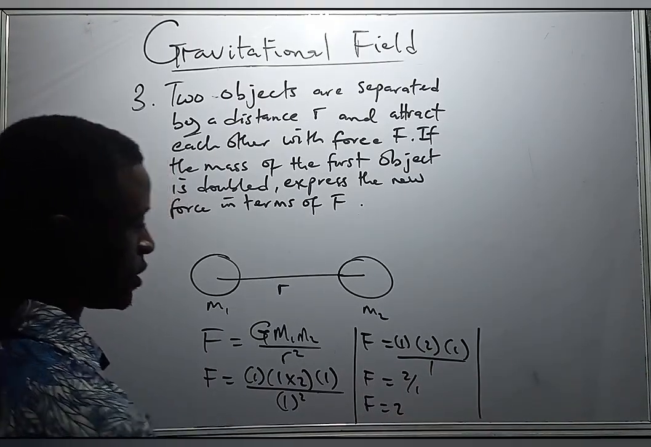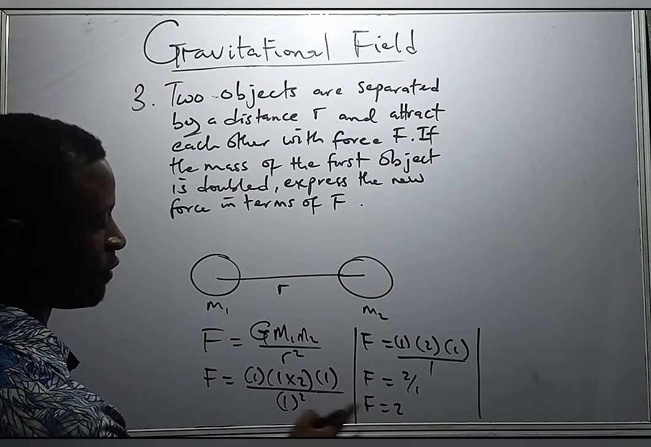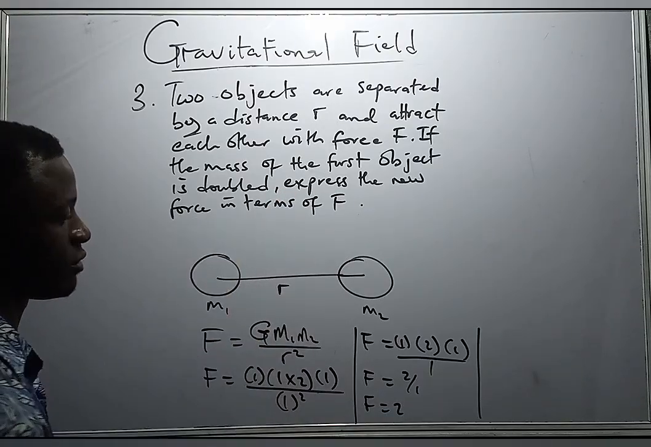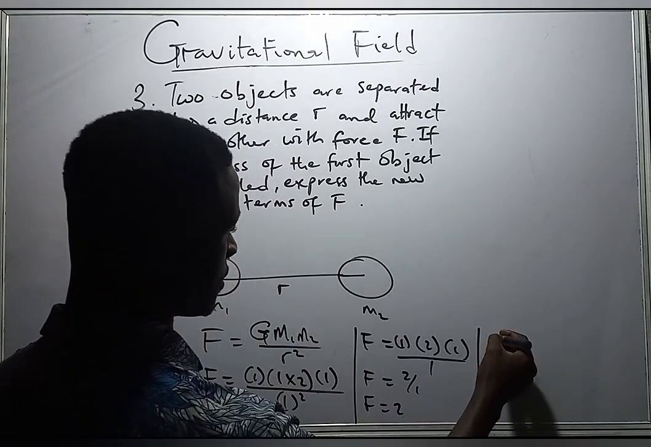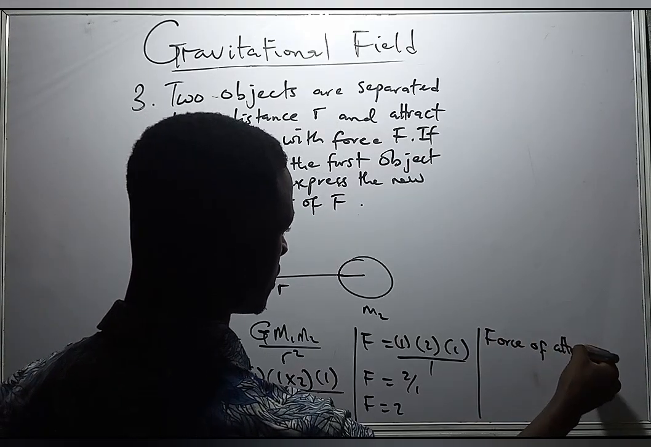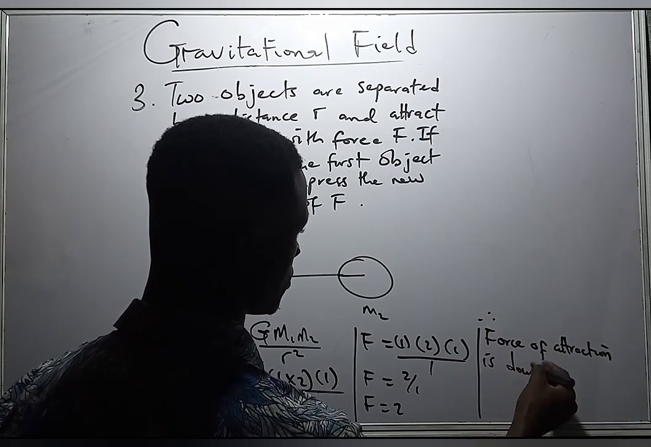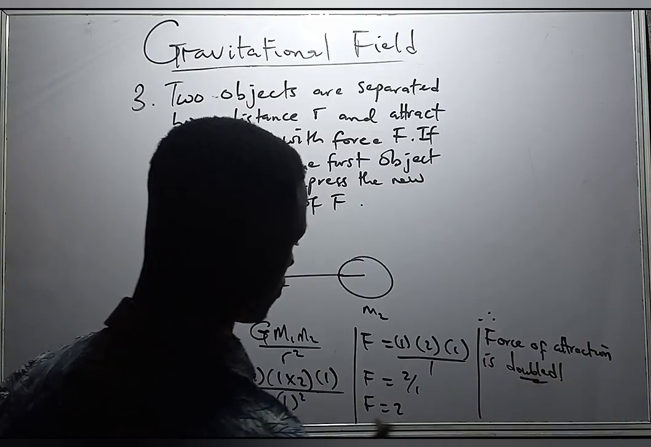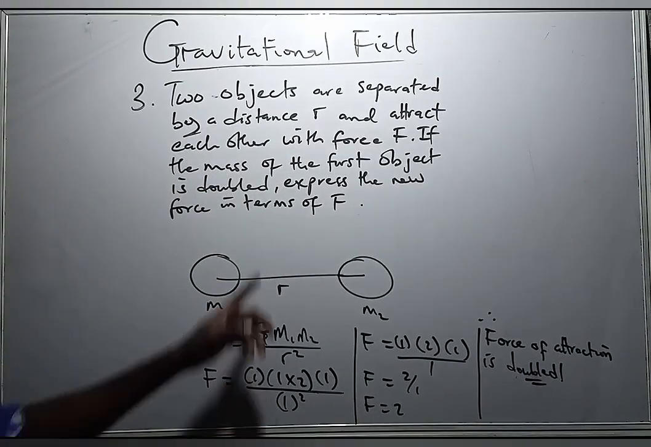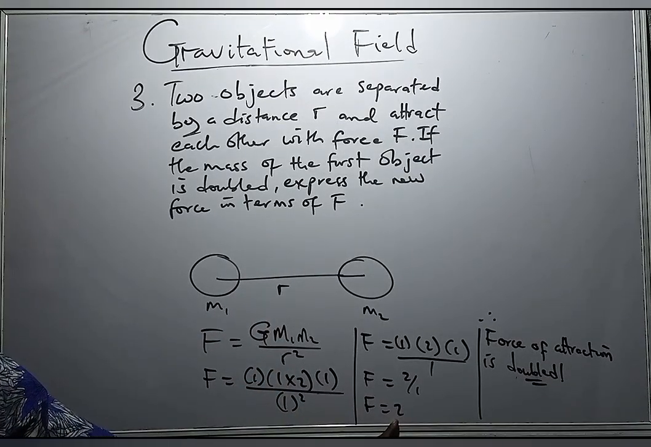Now what this means is that if the mass of the first object is doubled, the force is also doubled. Here it says that we should express the force in terms of F. So you say, therefore, the force of attraction is doubled. So F is equal to 2 means that we double the force of attraction. So when you double the mass of the first object, you are going to double the force of attraction between them.